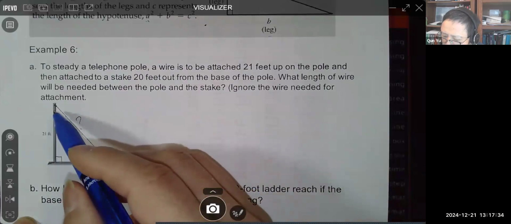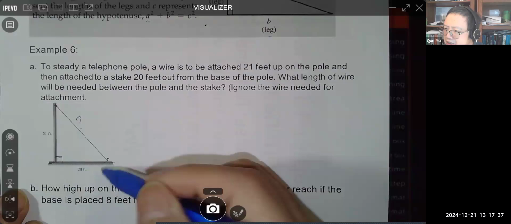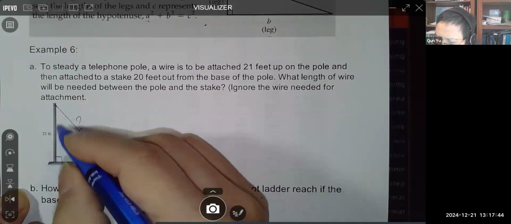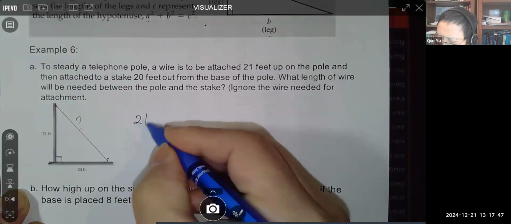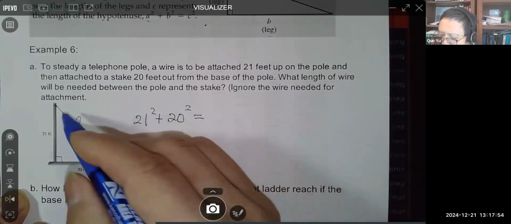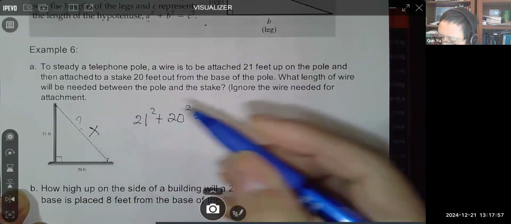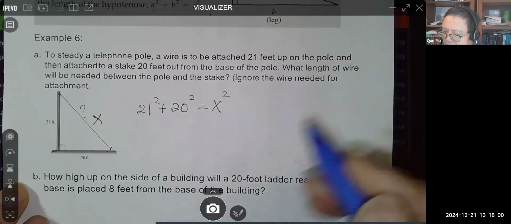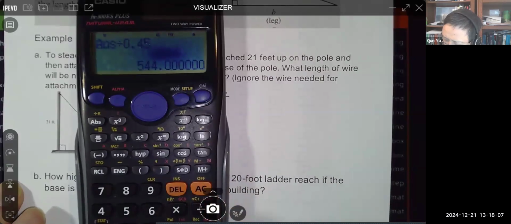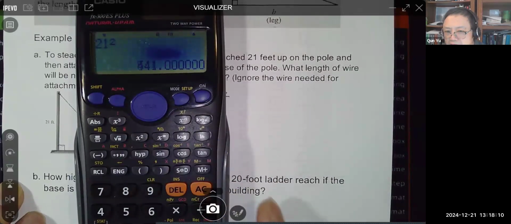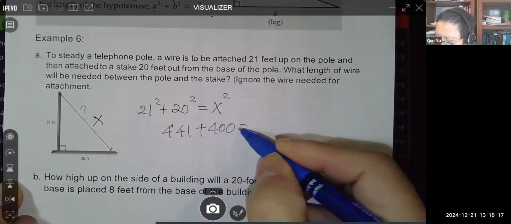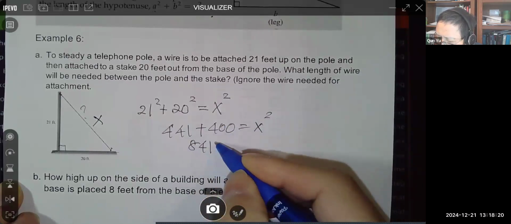So we realize that this is a right triangle. We are given two sides. We are solving for the third one. So we just use that formula. The sum of the squares of these two legs, which is 21 squared, the other one is 20 squared, must be equal to the square of the hypotenuse. This is our x, or x squared. Now the rest, just solve it. 21 squared is 441. So 441 plus 20 squared, which is 400, equals x squared. This 841 equals x squared.